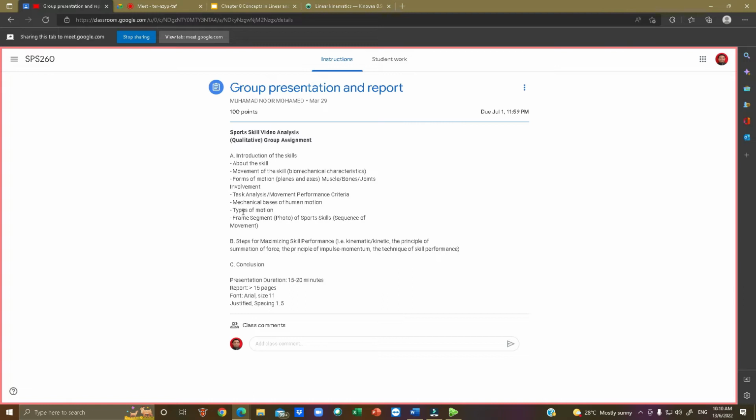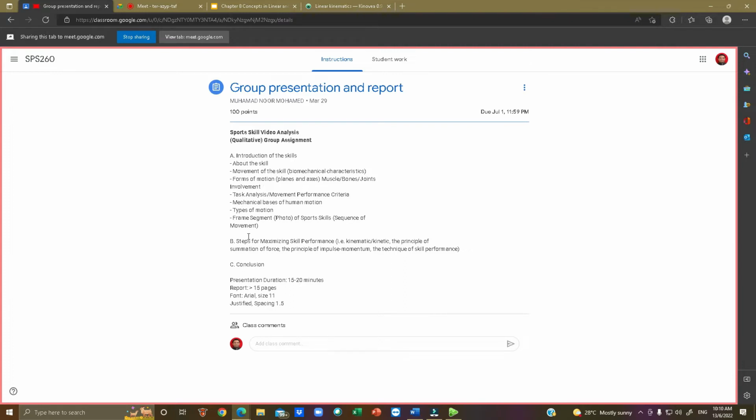And then you need to include within the introduction itself a fragment photo of the sport skill being conducted. Means pictures of the sport skill being conducted. You may have it in terms of pictures, or you may have it in terms of videos. So untuk write-up, pictures of the skill being executed, but in your presentation it needs to be a set of video. Okay, that is the introduction of the skill.